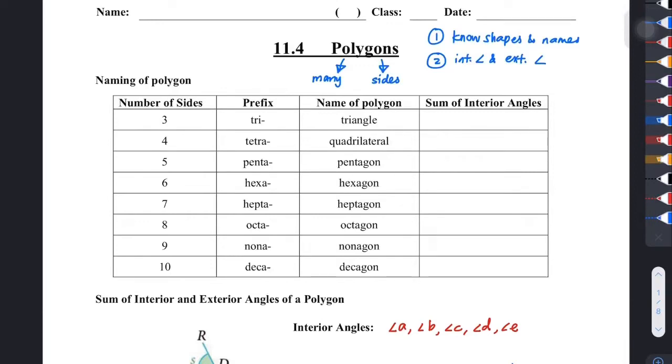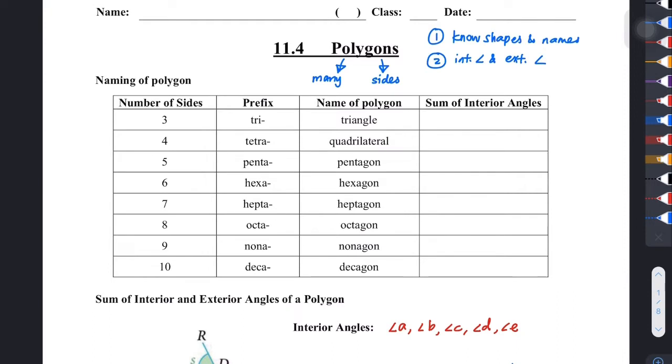Okay, everyone, welcome to part 2 of our Polygon worksheet. Previously, in the first part, we explored the sum of the interior angles for our polygons. And today, we'll learn all the other properties and try to apply them to the questions.